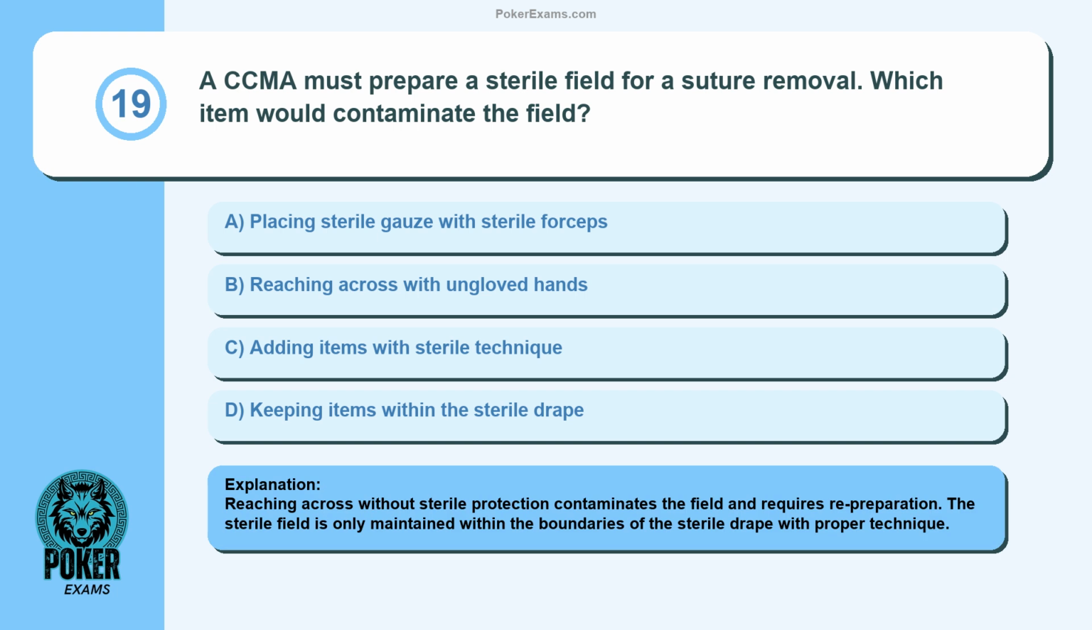Reaching across without sterile protection contaminates the field and requires repreparation. The sterile field is only maintained within the boundaries of the sterile drape with proper technique.